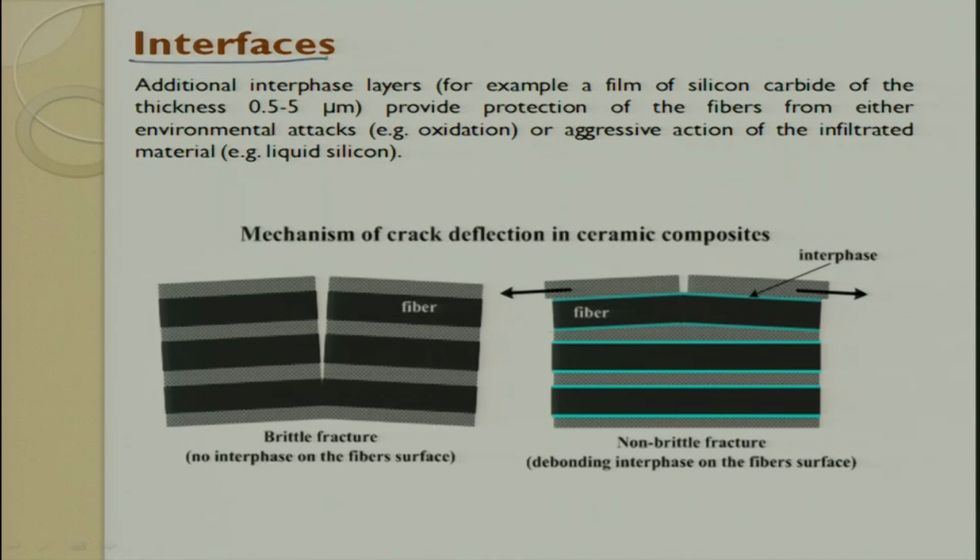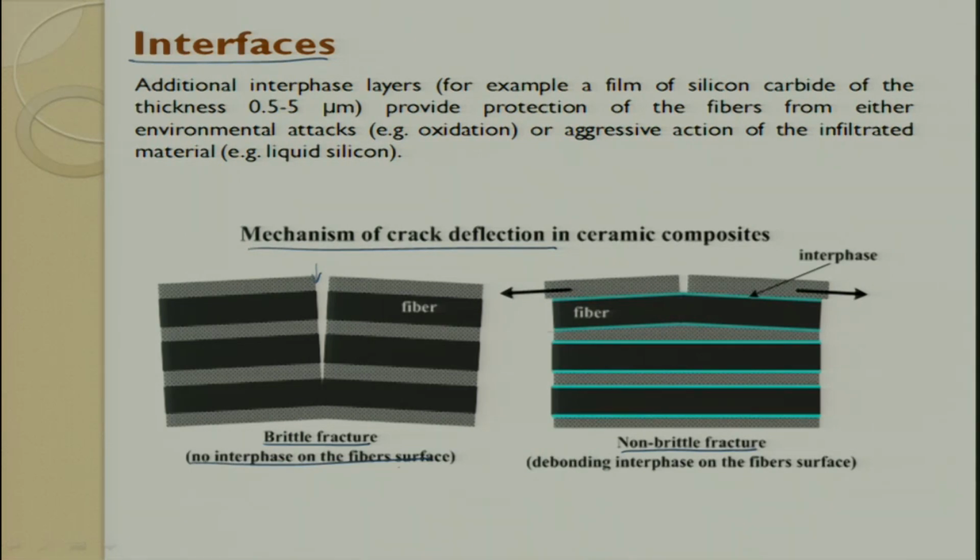So, interfaces, a little bit when you look at mechanical strength and other things. Here we see a brittle fracture, here we see a non-brittle fracture. So, these are the mechanisms of the crack deflection which happens in a ceramic matrix composite. You can see here, if it is a brittle fracture, the crack just keeps propagating in this direction, the fibers break, these are ceramic, it breaks. So, no interface on the fiber surfaces is there. So, it just breaks like this, right.